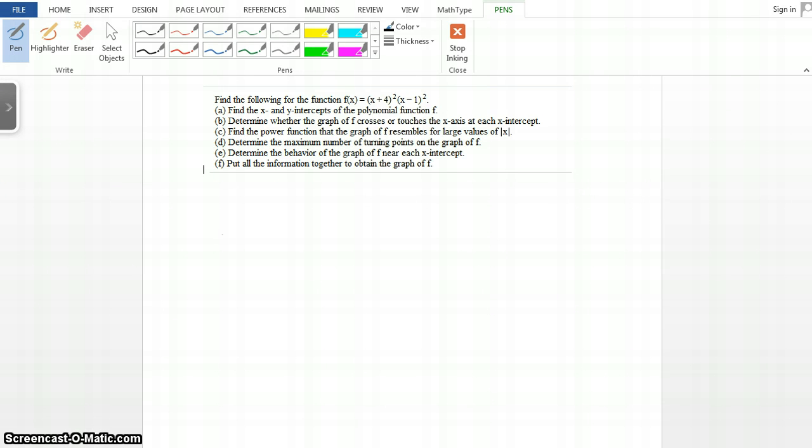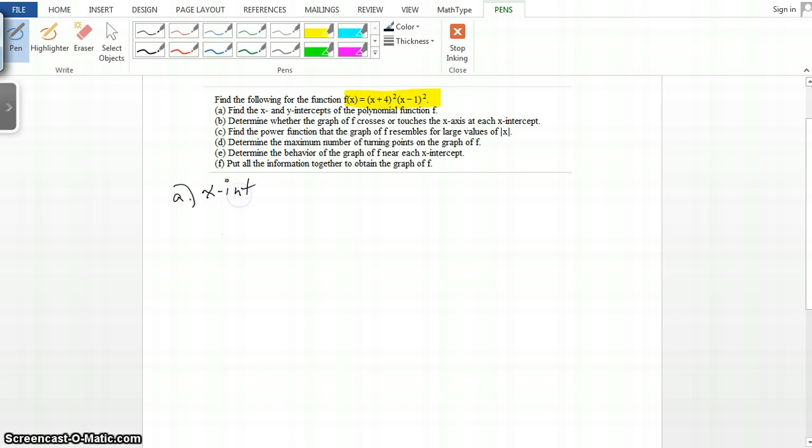Alright, here's an example of how to analyze the graph of this polynomial function. It's given right here. The function is that quantity x plus 4 quantity squared, and then times x minus 1 quantity squared. We're going to do parts a through f. So a says find the x and the y intercepts.